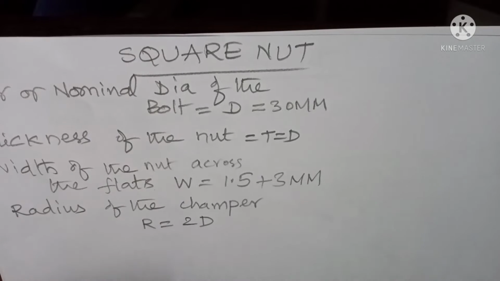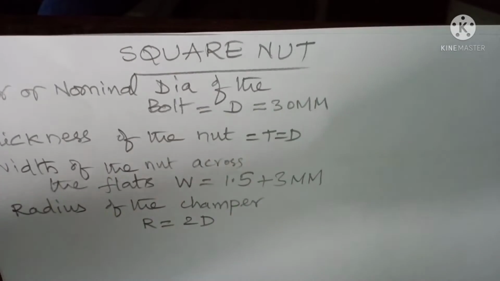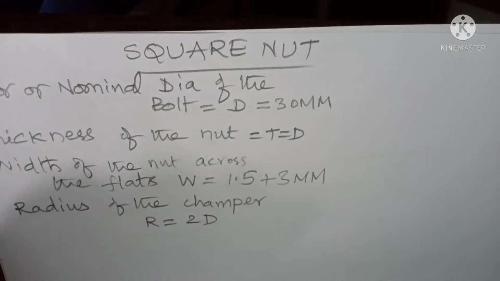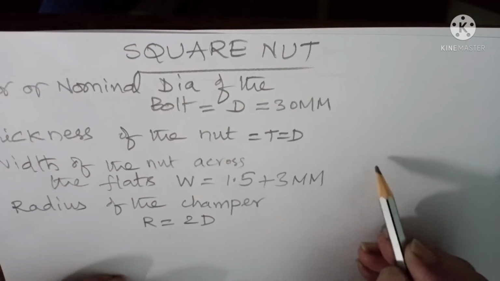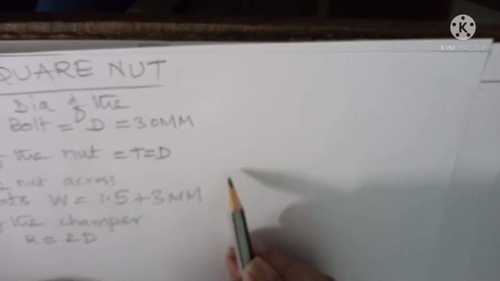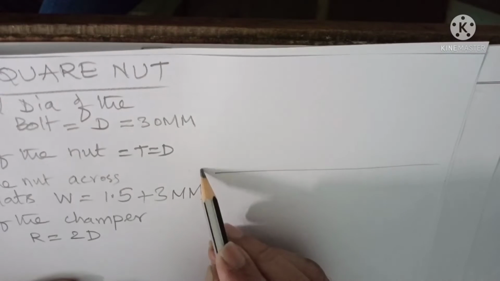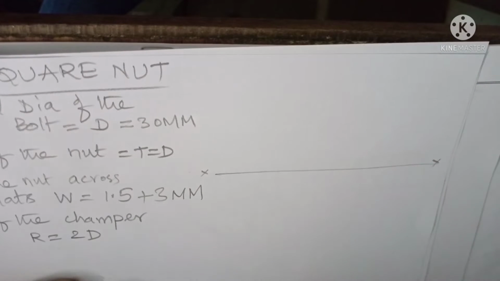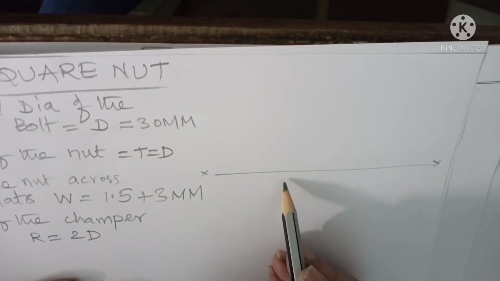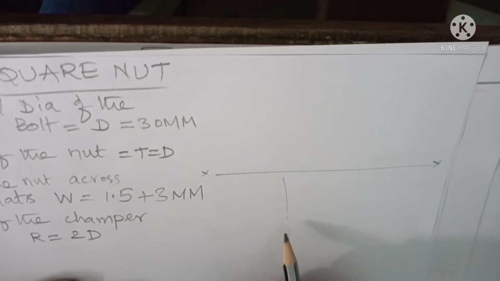Now I am writing when the flats are parallel to the XY line. It is, of course, a hexagonal nut, but if the flats are parallel to the XY line, how we have to do it. So I am writing the XY line here. Just see, all of you. So draw the center here. I am starting with the top view. So this is the center point where I am starting from.